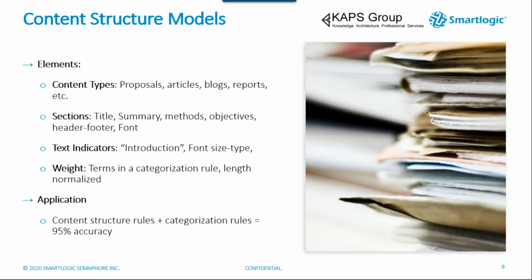Then on top of the content types, as I mentioned, each content type has a different section structure. And by sections, again, we're defining it very broadly. It includes things like the title, an executive summary, methods, objectives. It can even include different changes in font size and headers and footers. So sections can be used. Even really dumb search engines use titles, for example, and they count the words differently in the title.